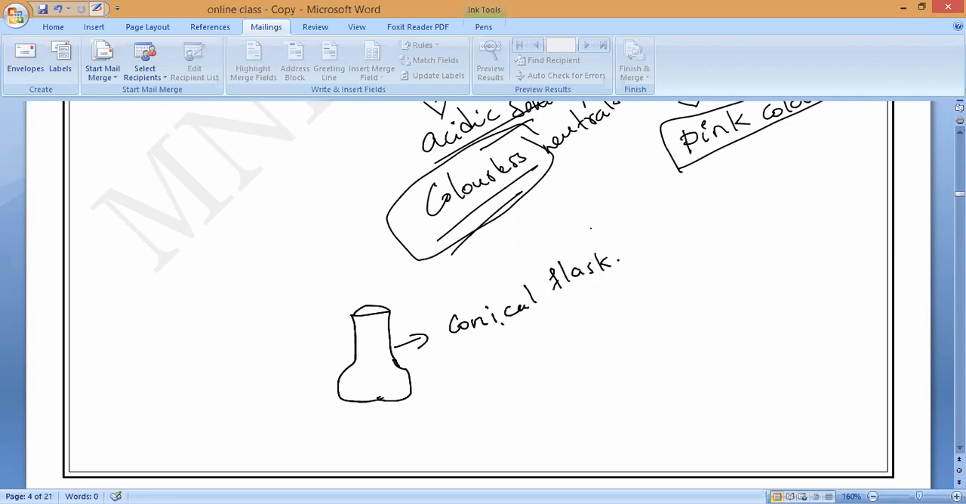Conical flask, we have to take it. Now we have to take 5 ml of dilute sodium hydroxide solution. Just 5 ml of sodium hydroxide solution. Do you understand? Please tell me.